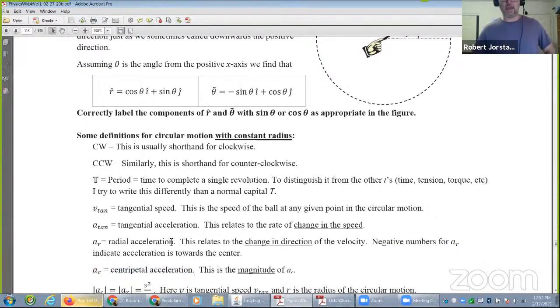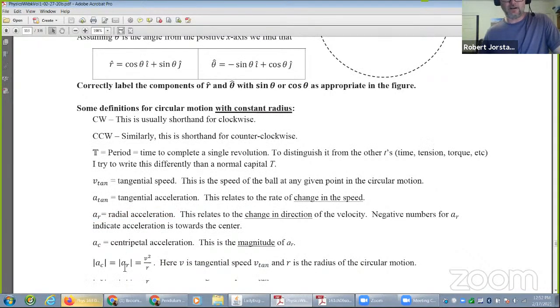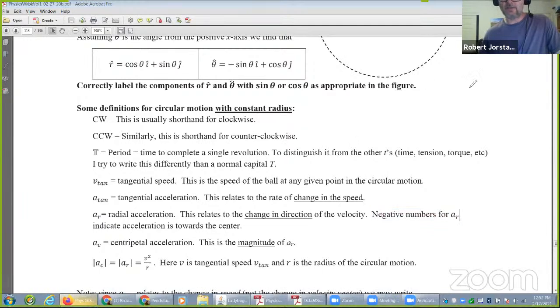AC and AR are used in different physics books all the time, and you have to be careful. To be clear, AC and AR both have the same magnitude. However, AR is radially outwards, so you use a negative number for AR. So if I could, let's go up to this picture in your book here.